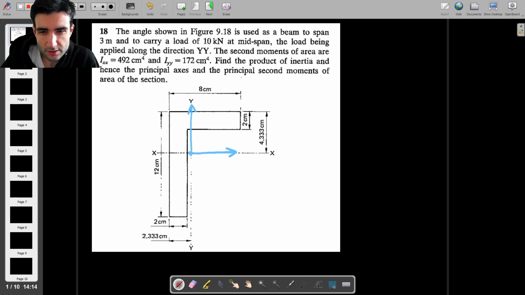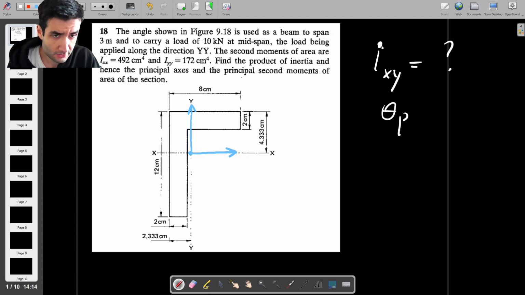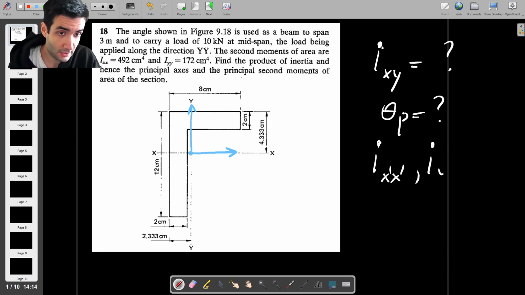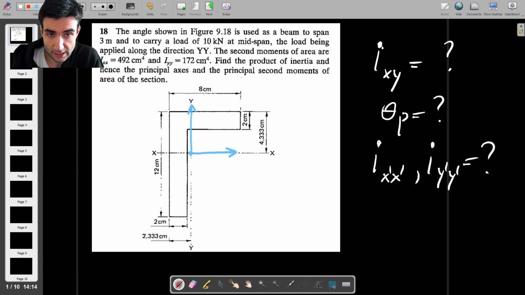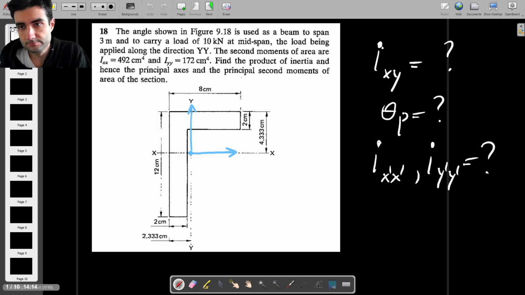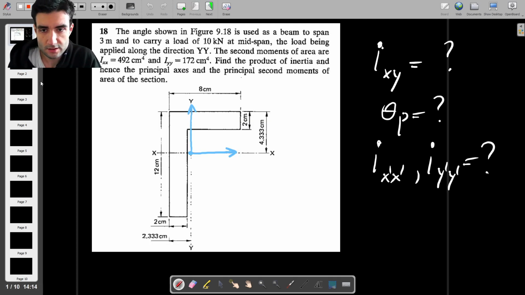What we are dealing with here is an L cross section, and we have all the dimensions and everything. Then we have to calculate what is basically IXY. After we find IXY, we have to find the direction of the principal axis, and then we have to find the I x prime and the I y prime with respect to those principal axes. So let's see how we can do that.